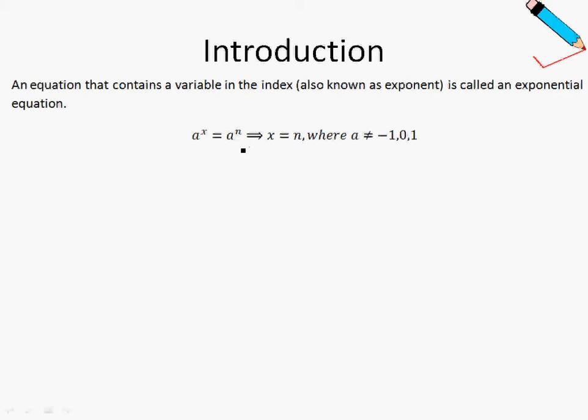Just take note that an exponential equation is an equation that contains a variable in the index. In this case, as you can see, this x and the n over here are known as our exponent. Let me give you a numerical example. Let's say I have 5 to the power x equals 5 squared. Then I can say that x is equal to 2.